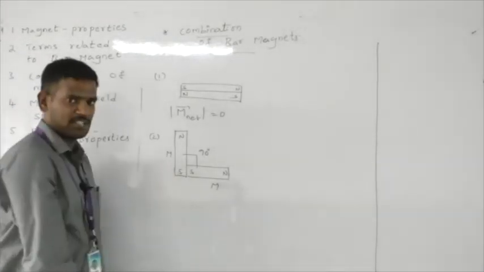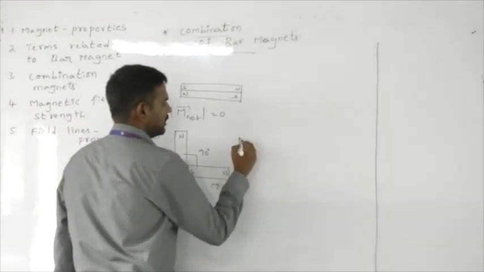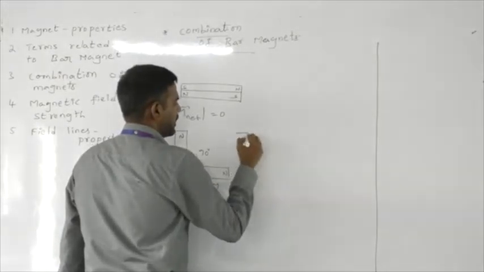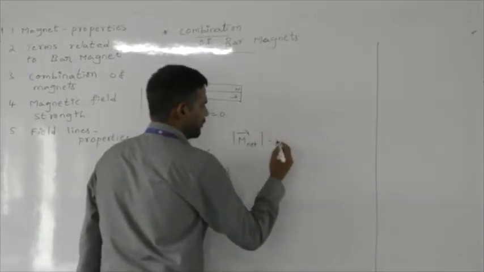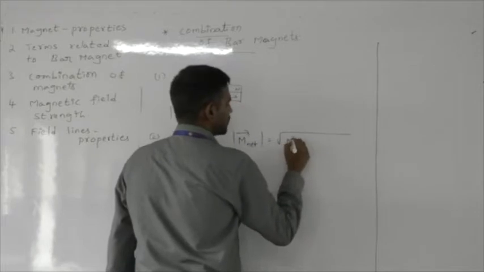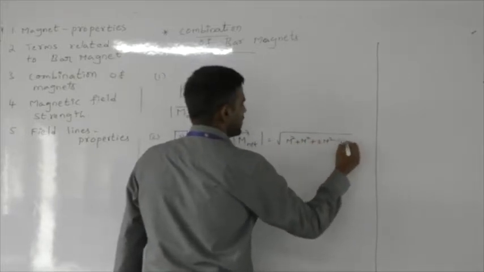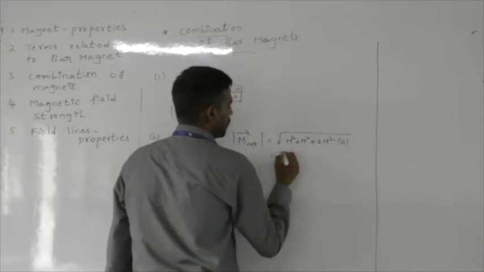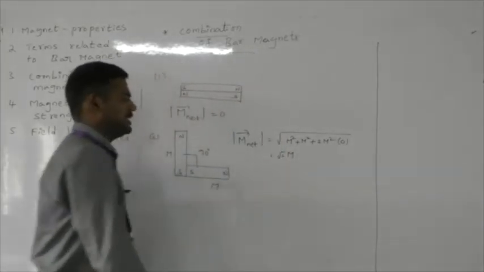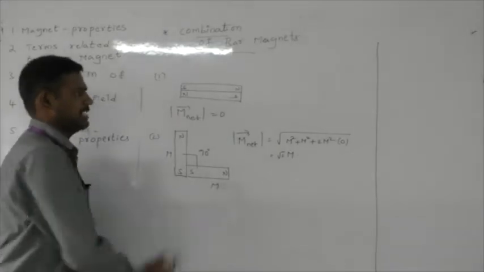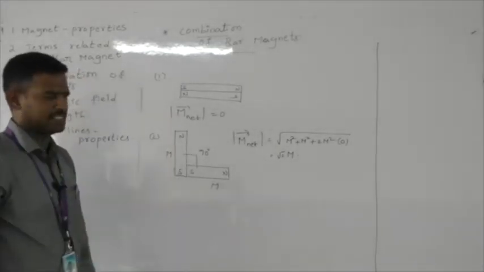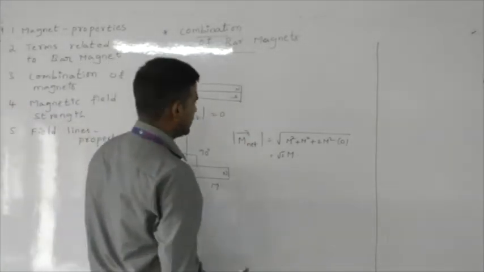Here they have the same origin, right? Therefore, what is going to be the net magnitude? The net magnetic moment magnitude is given by under root m square plus m square plus 2 m square cos 90, which is 0. Therefore, what will be left? Root 2 times m. This is the net magnetic moment for this arrangement. So, these are very simple things, and let us look into this now.